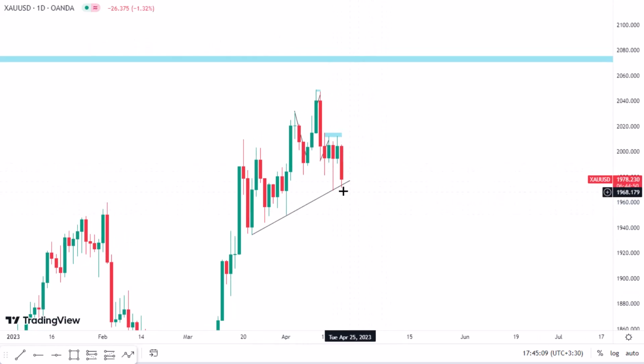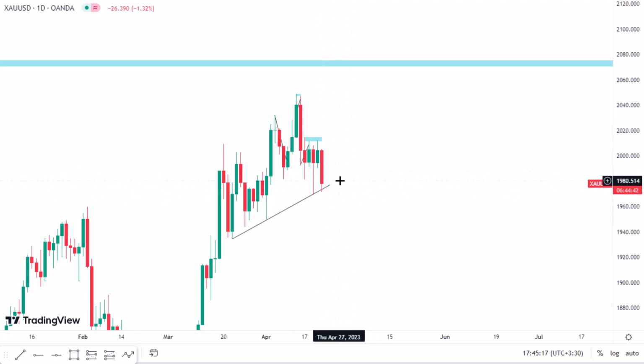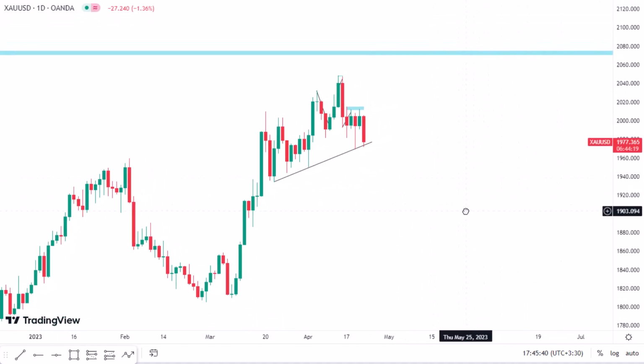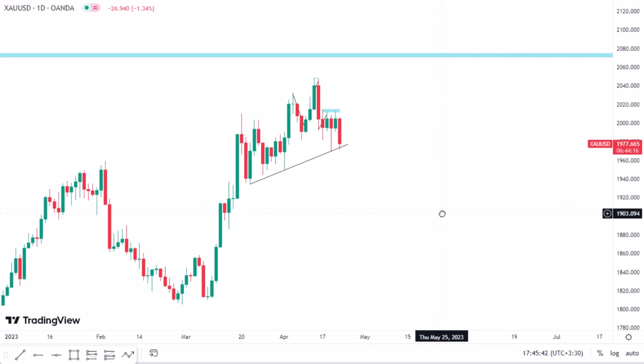We should extend this trend line like this. As you can see, the price had a reaction to this trend line. If this candle can close below this trend line in the daily time frame, if it can break this trend line to the downside and close a body below it, then we can say that the gold price is going to fall a lot. In that case we can set our stop loss and enter a sell position.